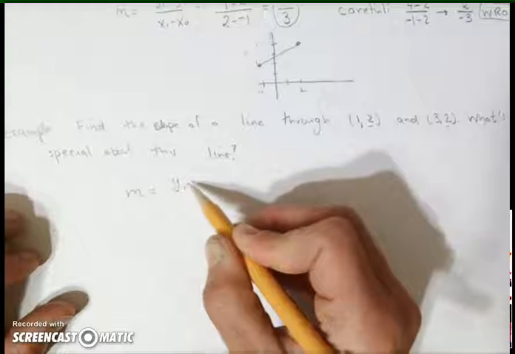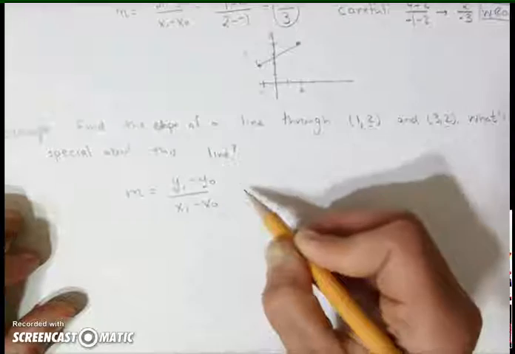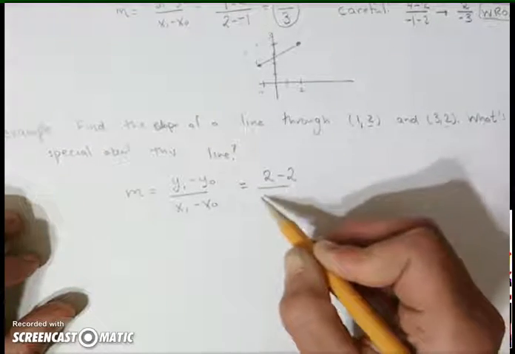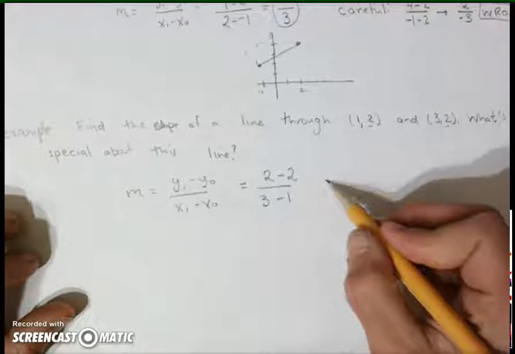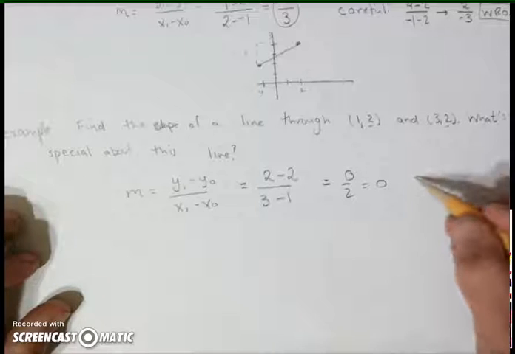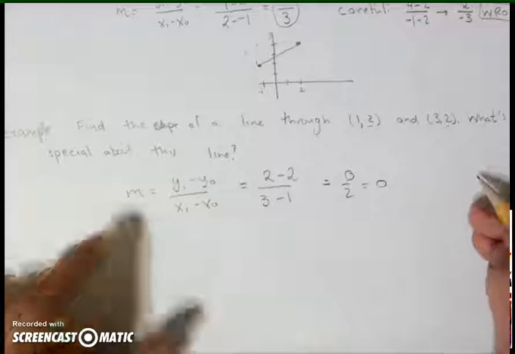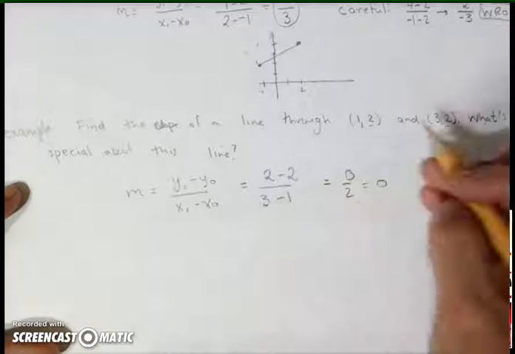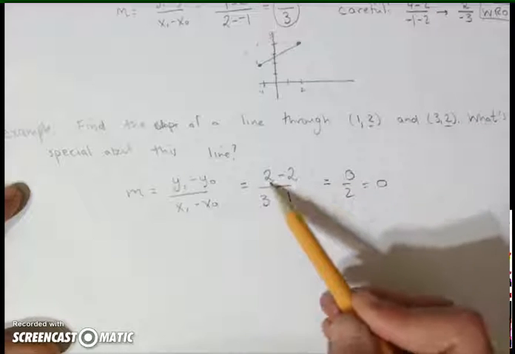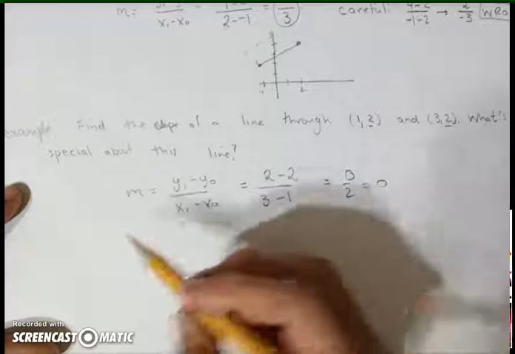So the slope is going to be y1 minus y0 over x1 minus x0. So I'll do 2 minus 2 over 3 minus 1. And what do I get? 0 over 2, which is 0. So the slope of this line is 0. What might that mean? Well, it comes from the fact that the y values are the same, right? Any time I'm looking for the difference in y values, but the y values are the same, I'm going to get a 0 on top.